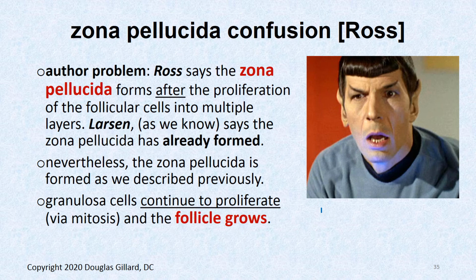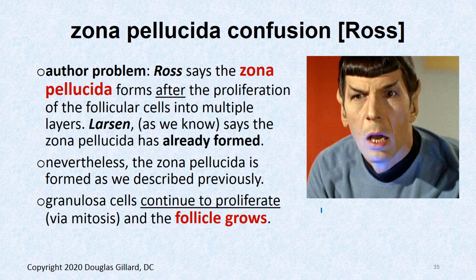Anyway, Ross says the zona pellucida forms after the follicular layers start proliferating into multiple layers. But Larsen says, nope, the zona pellucida has already formed before proliferation starts. Yeah, this is a little problem. So that's just an example of how authors say different things.